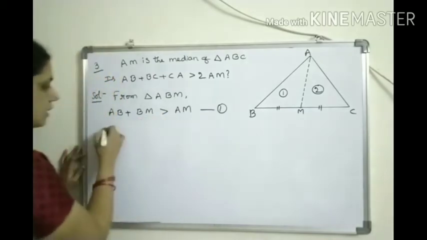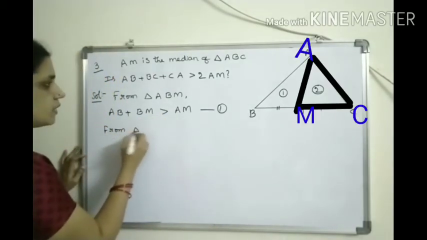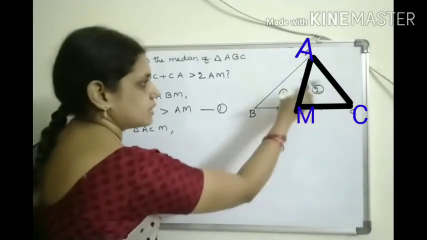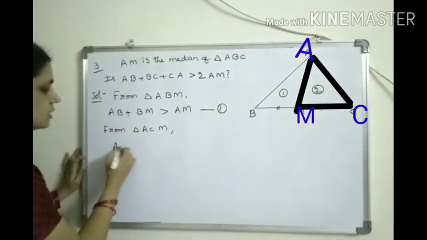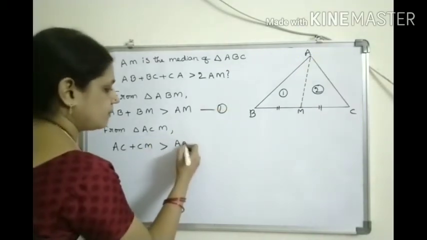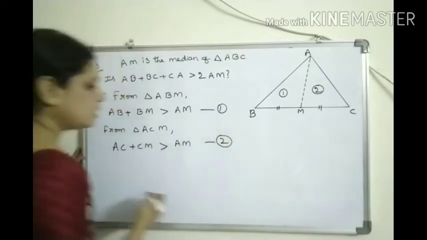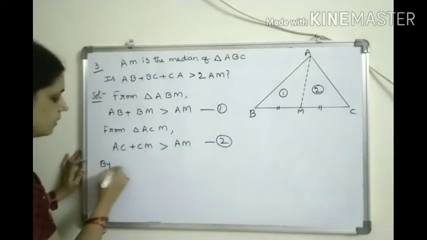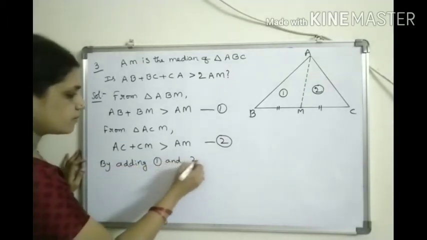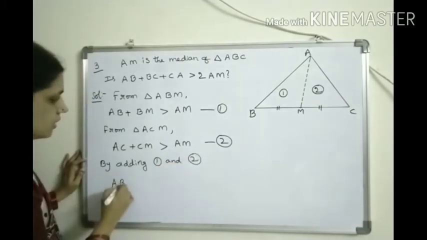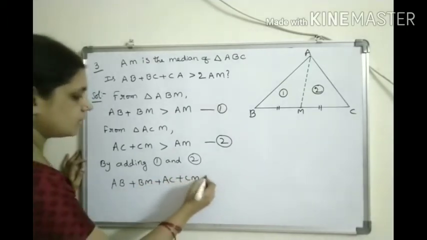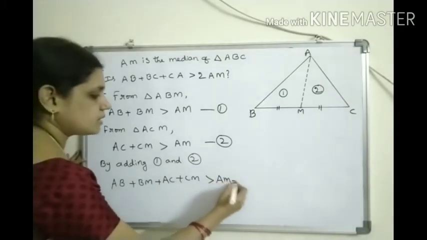Now from triangle ACM, here also the sum of two sides, AC plus CM I want to take as the two sides. AC plus CM is greater than AM, the third side. So let us consider this equation as 2. So by adding 1 and 2 inequalities, AB plus BM plus AC plus CM is greater than AM plus AM.